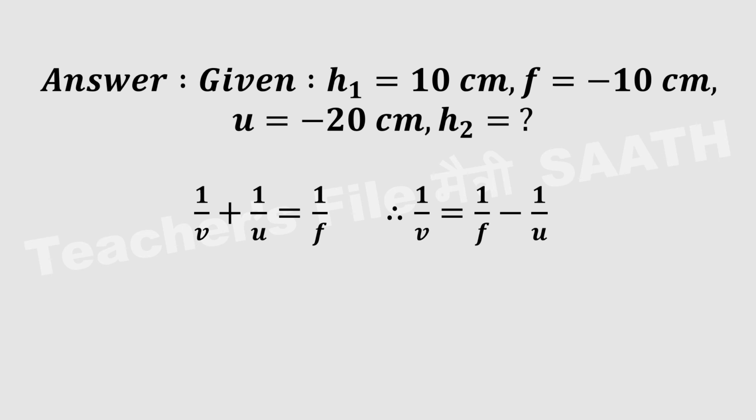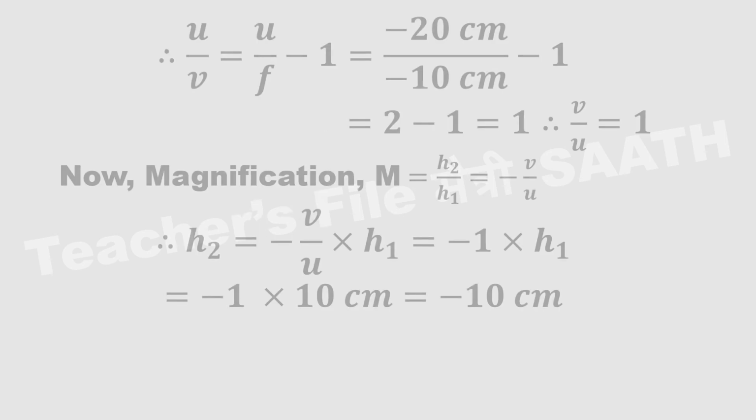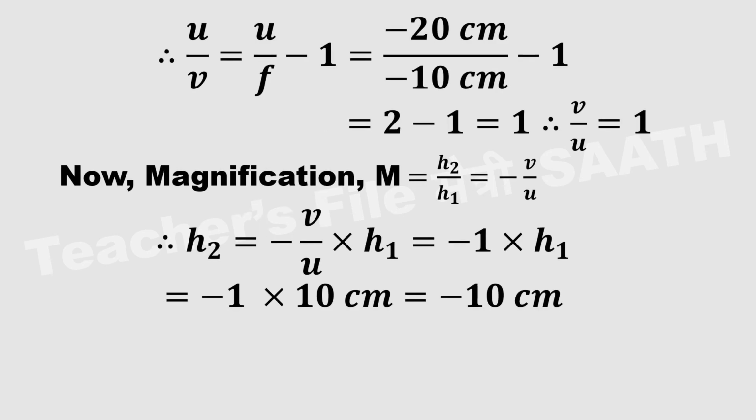Mirror formula 1 upon v plus 1 upon u is equal to 1 upon f. Therefore, 1 upon v is equal to 1 upon f minus 1 upon u. Therefore, u upon v is equal to u upon f minus 1 is equal to minus 20 cm upon minus 10 cm minus 1 is equal to 2 minus 1 is equal to 1. Therefore, v upon u is equal to 1.